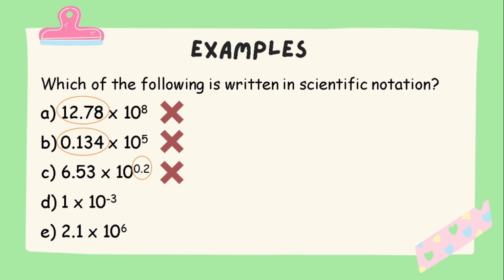Letter D, 1 times 10 raised to negative 3 is in scientific notation because the decimal number 1 is equal to 1 and is less than 10, and the exponent negative 3 is an integer. And lastly, 2.1 times 10 raised to 6 is in scientific notation because 2.1 is greater than 1 and is less than 10. Also, the exponent 6 is an integer, thus satisfying the conditions of a scientific notation form.